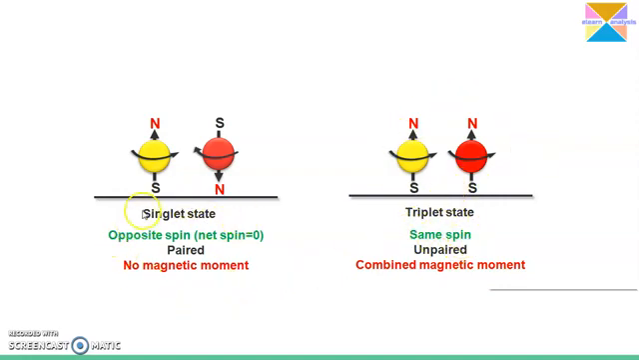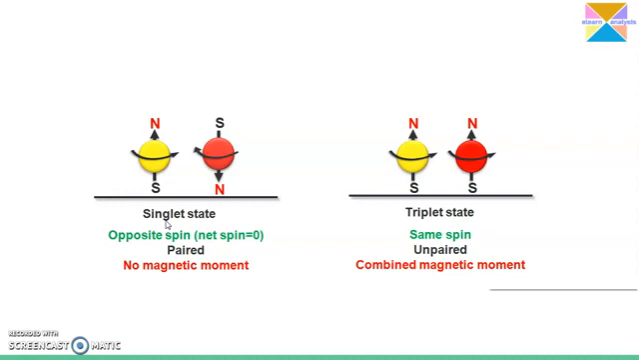So this is what we call a singlet state, and this is what we call a triplet state. We should be very careful in understanding what we mean by a singlet state. Down the line, we will be using these terms, singlet state and triplet state, and excited singlet state and triplet state, which is an excited state already.